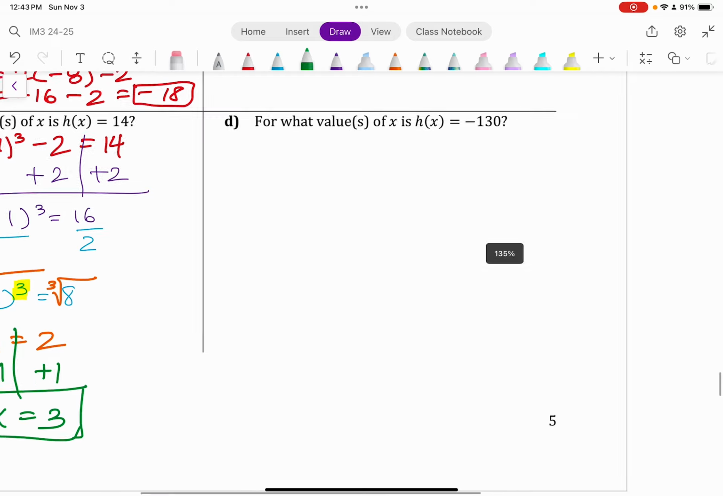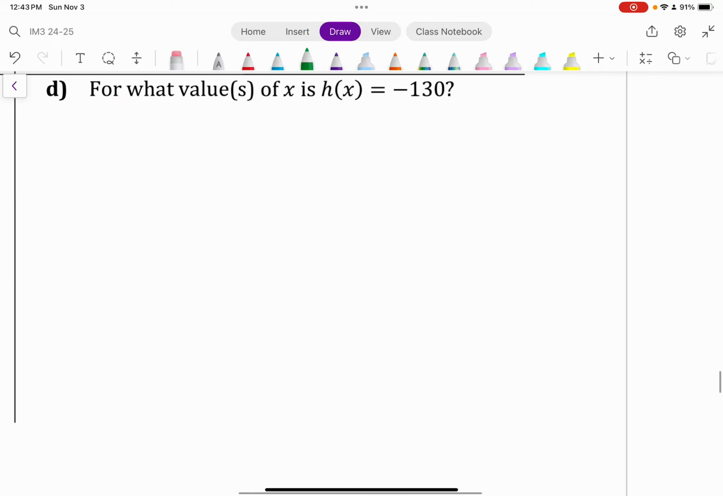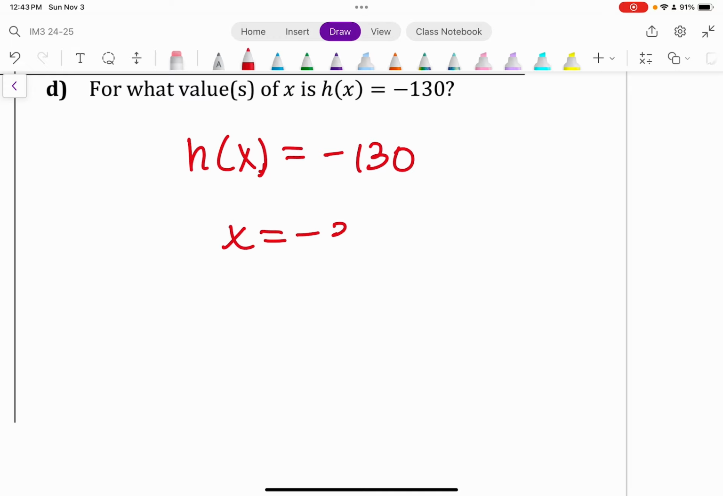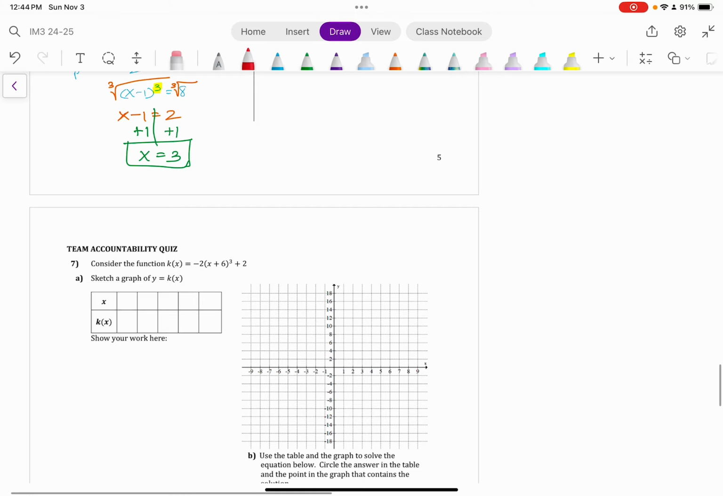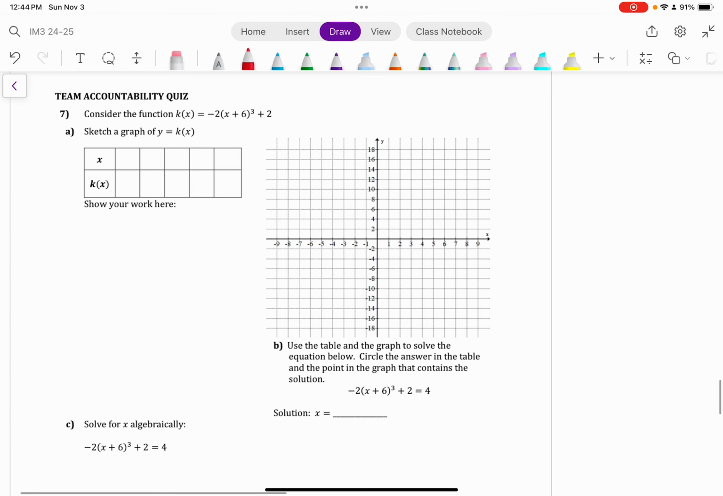Pause the video to try the next one on your own. Okay, by now you should be finished. H of x equals negative 130. The only value of x that makes this a true statement is when x equals negative 3. Okay. The rest of this lesson is for you to solve.